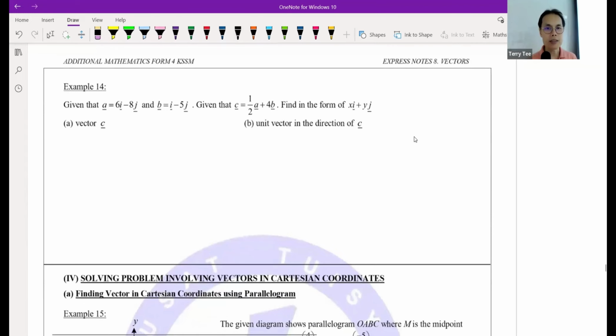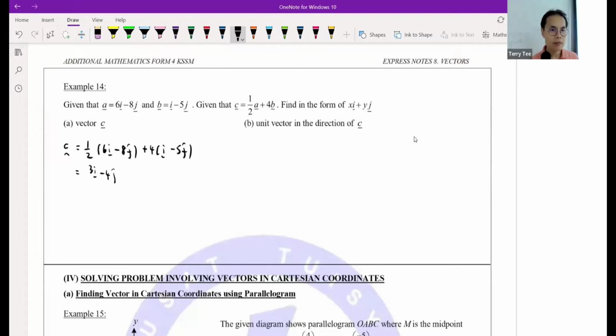I think I'll go straight to one example. This is fairly simple. If I want to find vector C, and C is half of A plus B, they write in this form. Your A is 6I minus 8J, and your B is I minus 5J. So when you expand, you should get 3I minus 4J, and then this is 4I minus 20J. The end result will be 3 plus 4, which is 7I, minus 4 minus 20, minus 24J.